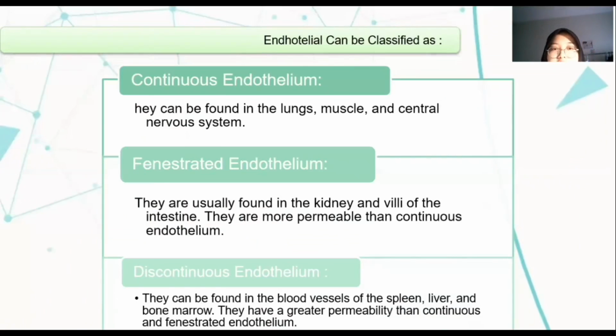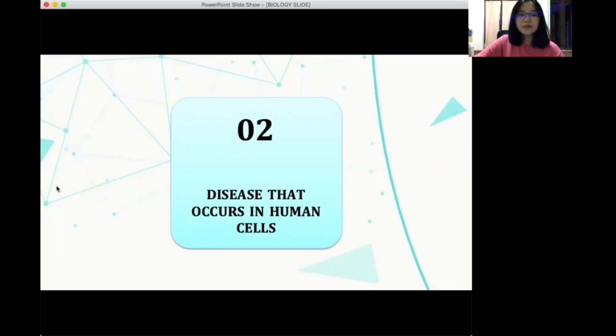The first one is continuous endothelium. This can be found in the lung, muscle, and central nervous system. They form a continuous sheet around luminal vessels, with only small gaps adjacent to the endothelium cells. Then there's the fenestrated endothelium, and these are usually found in the kidneys and the lining of intestines. These are usually more permeable than continuous endothelium. The last one is discontinuous endothelium. They can be found in blood vessels of the liver and bone marrow, and they have greater permeability than both fenestrated and continuous endothelium.